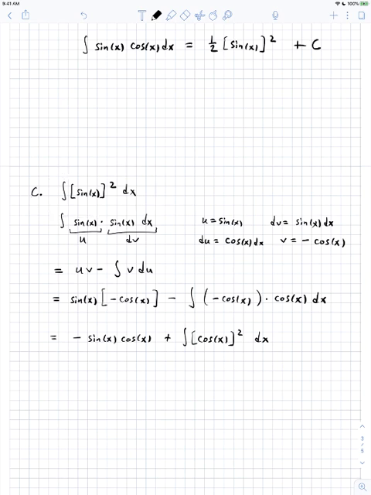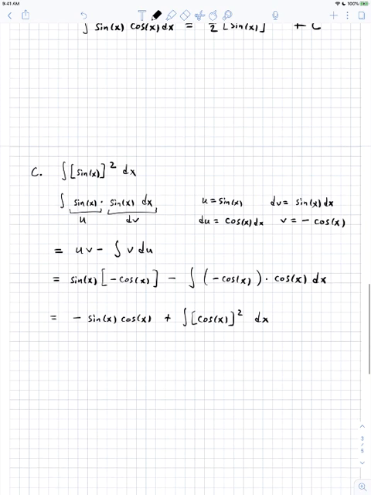That's that pitfall that we talked about earlier. Instead, we're going to use a trig identity. This is minus sine of x cosine of x plus the integral.